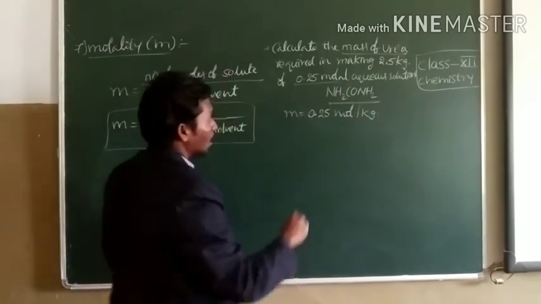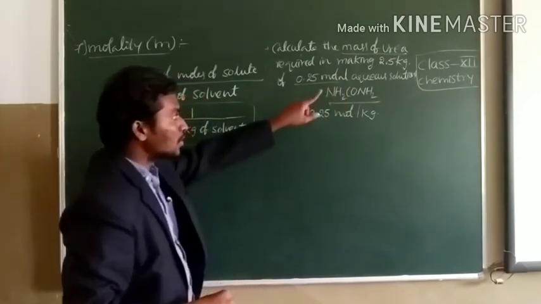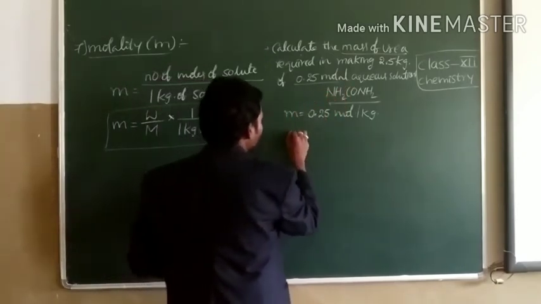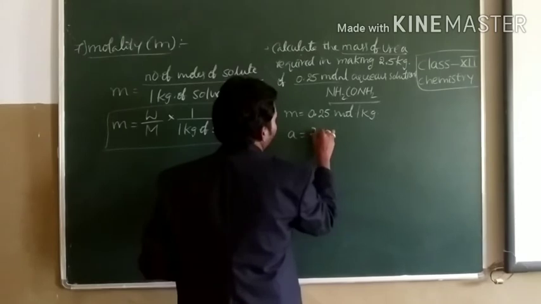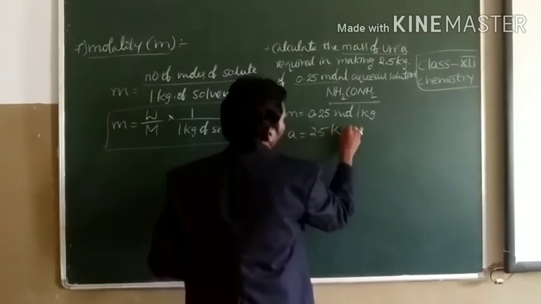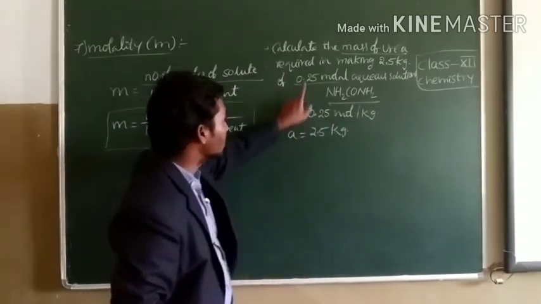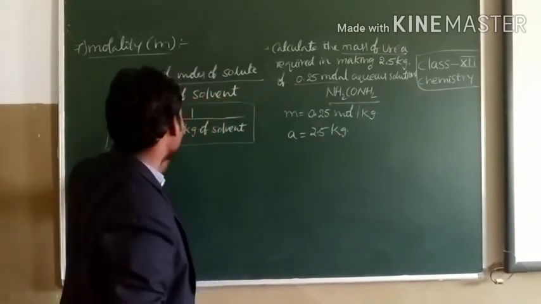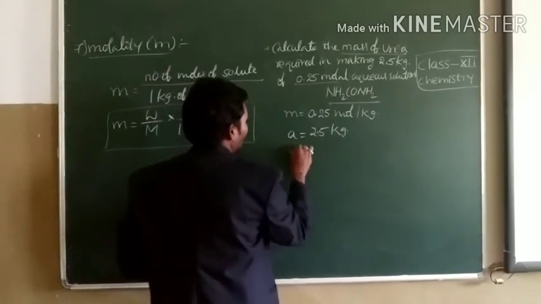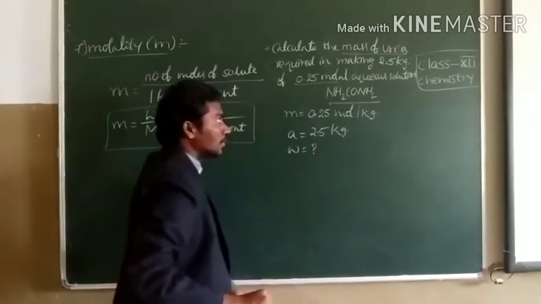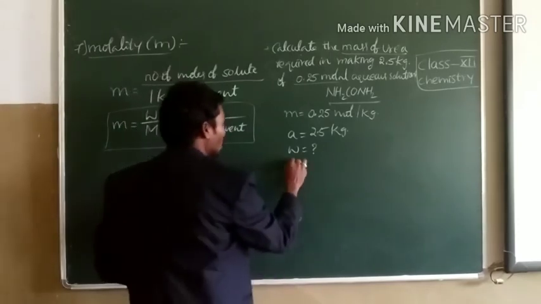Next, the weight of solvent. The weight of solvent, denoted by small a, is 2.5 kg. Here small a indicates the weight of solvent. Next, the mass of urea. The mass of urea means W. W we have to calculate. That is, the mass of urea we don't know. Next, the molar mass of urea.